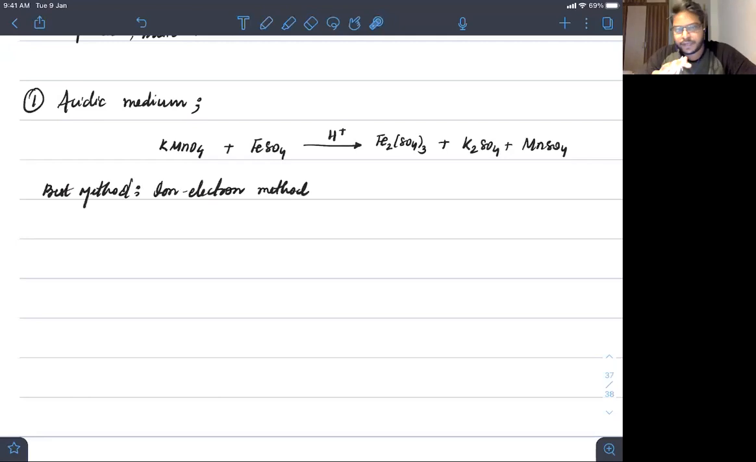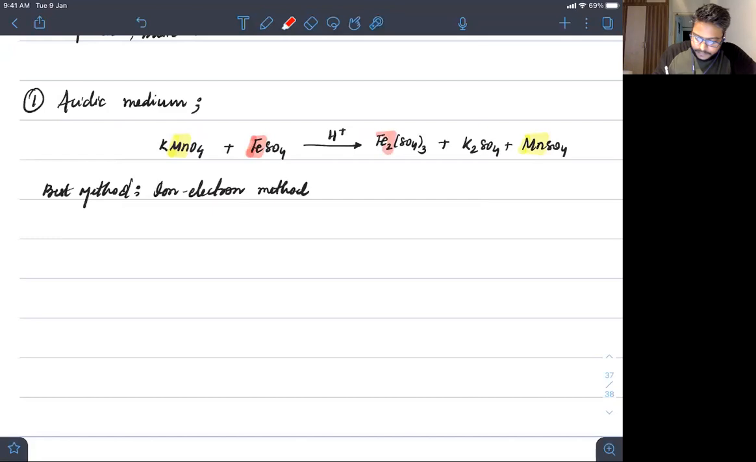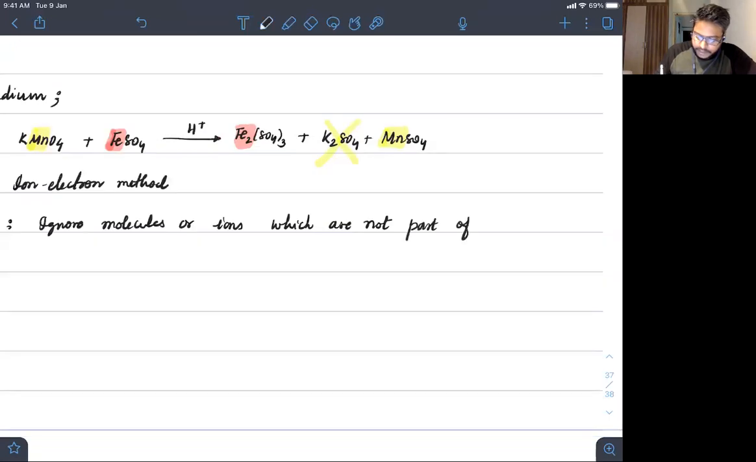The first thing we'll do is figure out which is undergoing oxidation and which is undergoing reduction. We did this question earlier, so I'm taking it directly: manganese was undergoing reduction, and iron was undergoing oxidation. The particles which are not part of redox, like K2SO4, we don't have to take or write at all. We directly take the molecules which are undergoing redox. So that is the first step. Step 1 is to ignore molecules or ions which are not part of redox reactions.